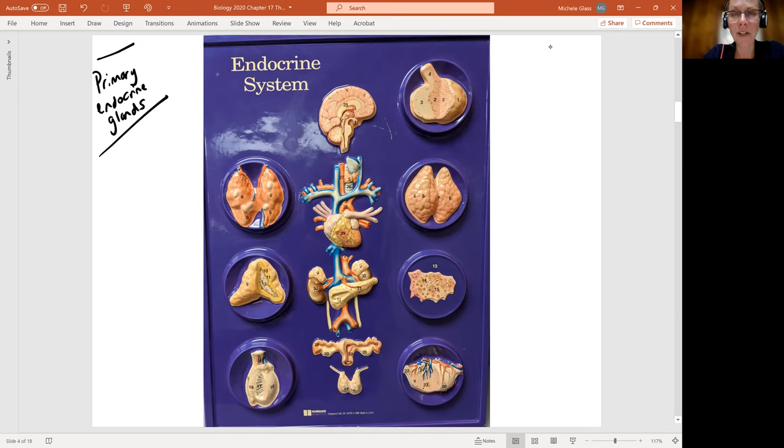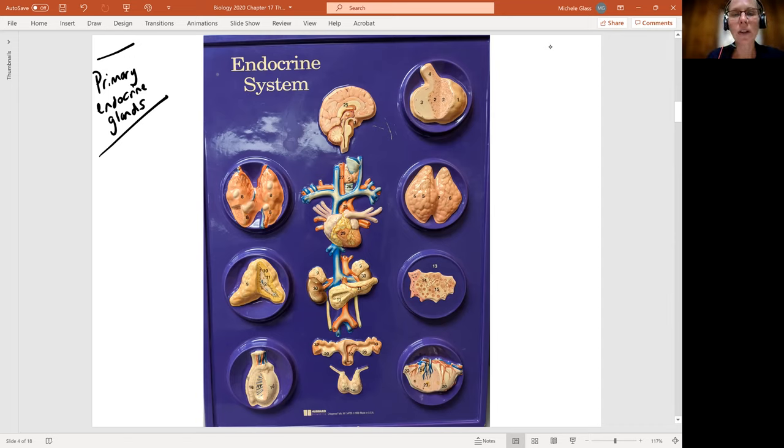When we talk about a primary endocrine gland, this is a gland whose primary job it is to make hormones. And we'll see that we have a lot of organs that are doing a secondary endocrine function. So just to think about here, the heart is making hormones, but we don't think about that as the most important job of the heart. Instead, we think about the most important job of the heart as pumping blood, right? And so the heart would be an example of a secondary endocrine organ.